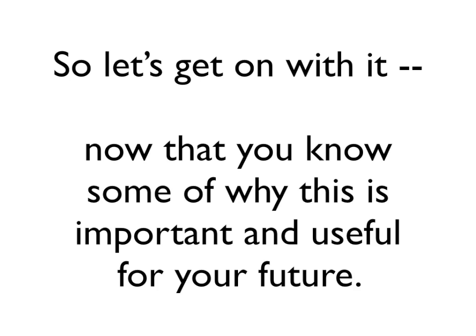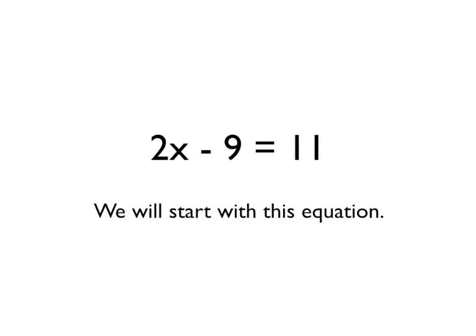So now you know why this is important and useful for your future. You just know a few drops in the bucket. There's a whole heck of a lot more in your life where you can use this. Make your life better and more efficient. Okay, 2x minus 9 equals 11. We double a number, take away 9, and get 11.